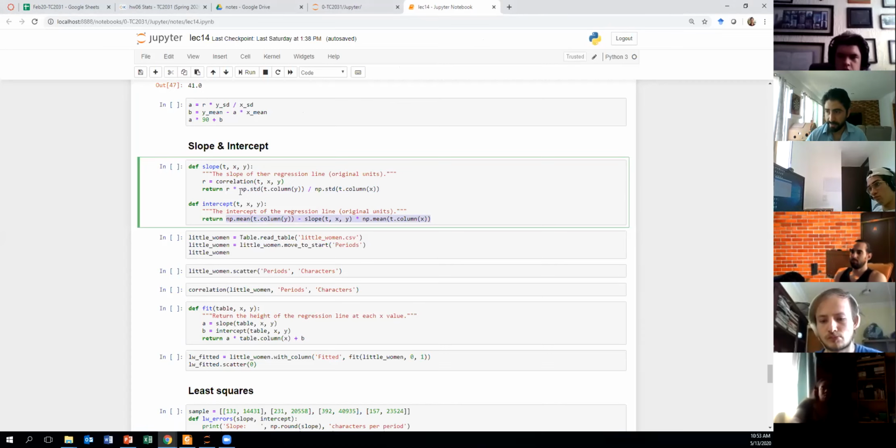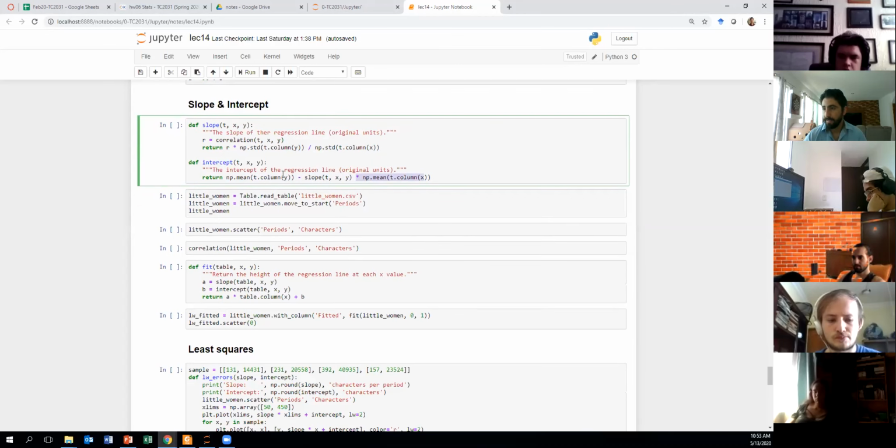So I'm calculating R multiplied by the standard deviation of Y divided by the standard deviation of X. It gives me my slope. Then the average of Y, the mean, minus my slope multiplied by my mean in X, gives me my intercept. So let me run this.